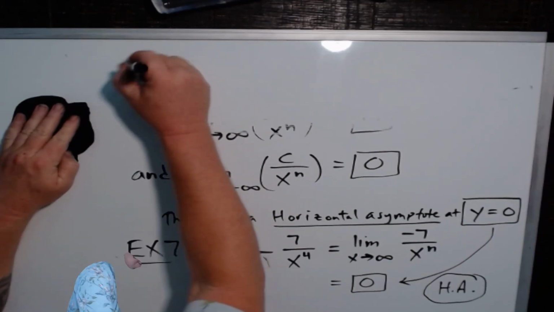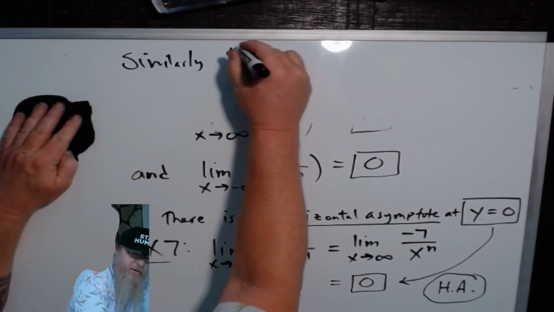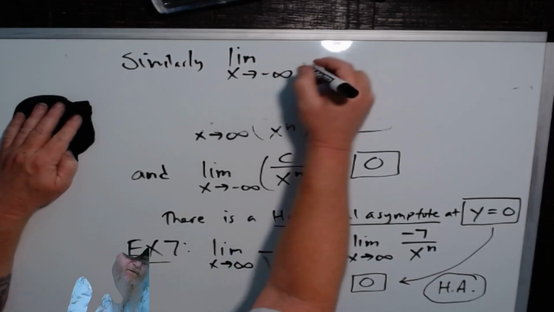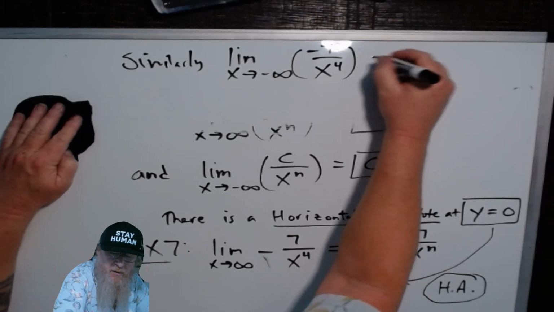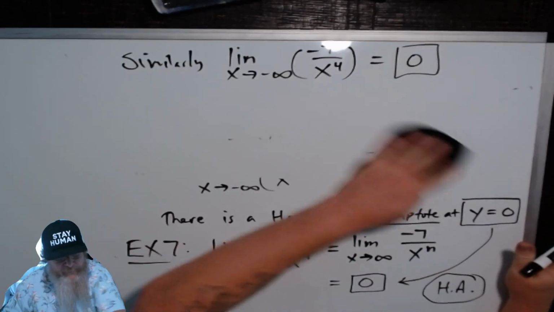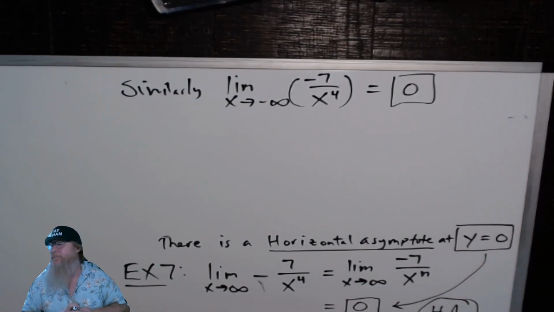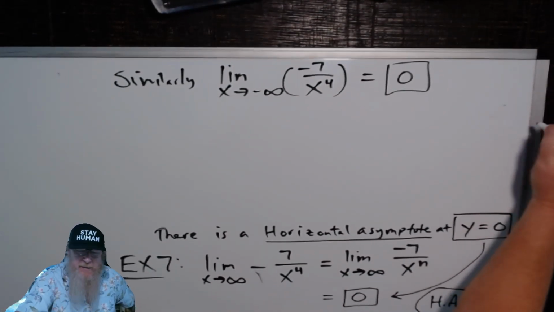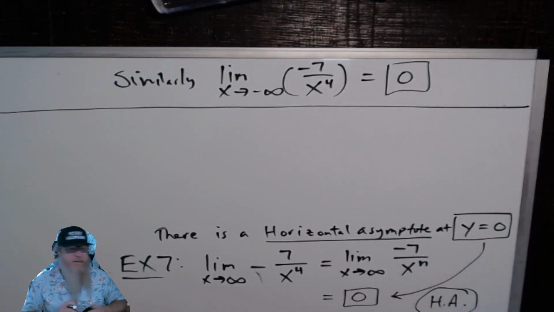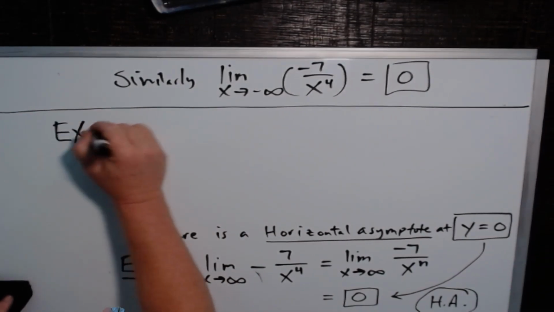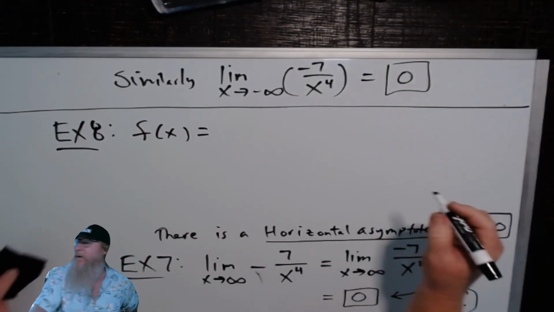Similarly, the limit as x approaches negative infinity is also equal to 0. So you get 2 for the price of 1. All right, it's time to dig in and do a little more detail. And in order to show more detail, for example 8, I've got a little bit more complicated function here.